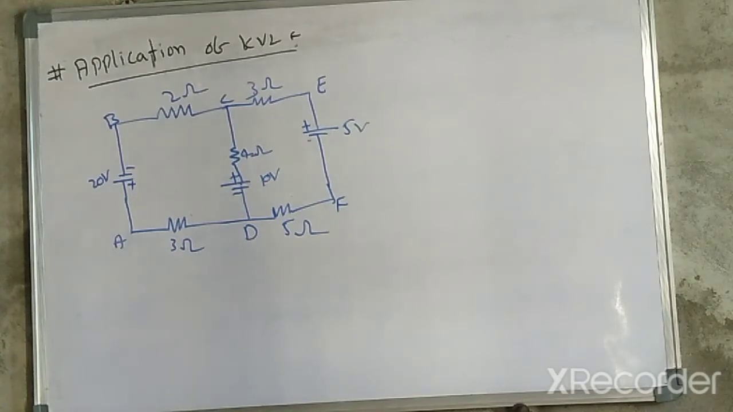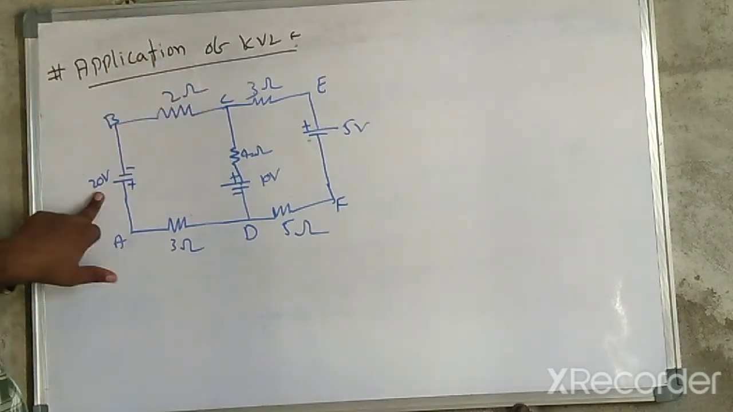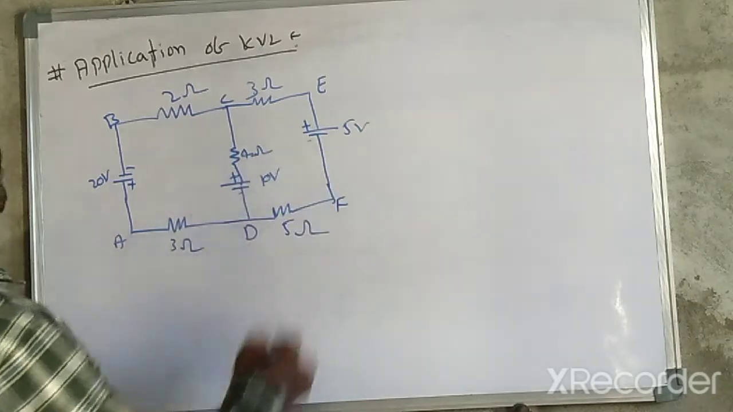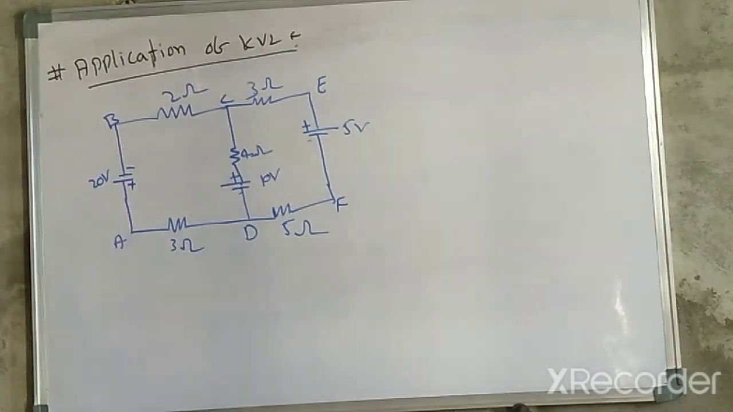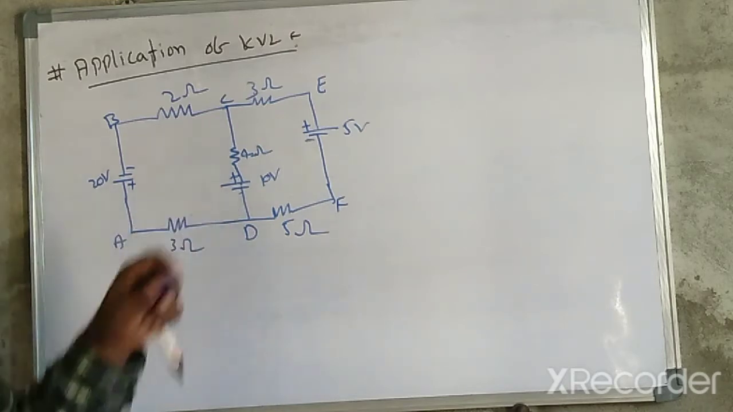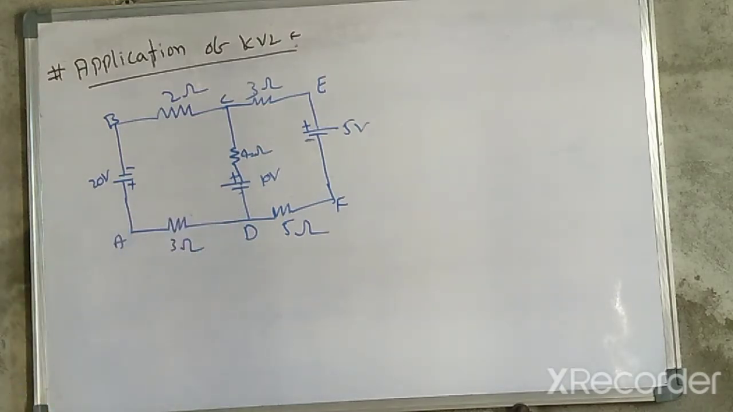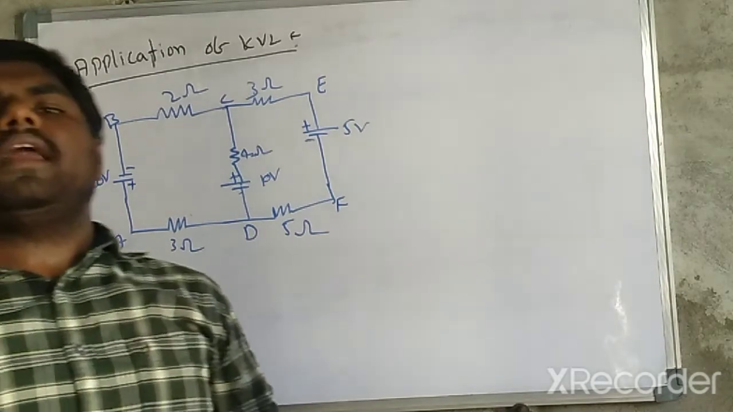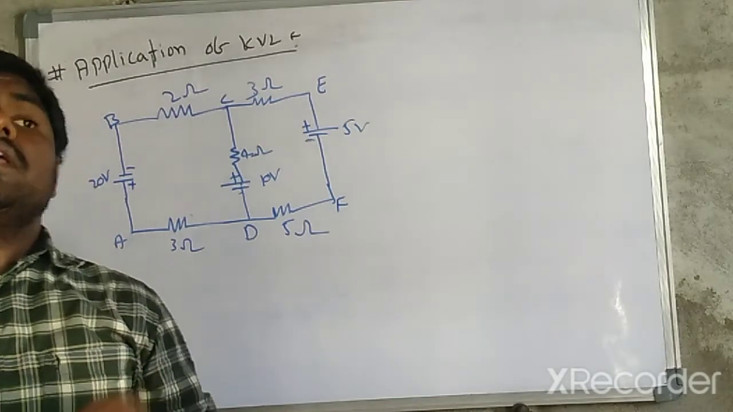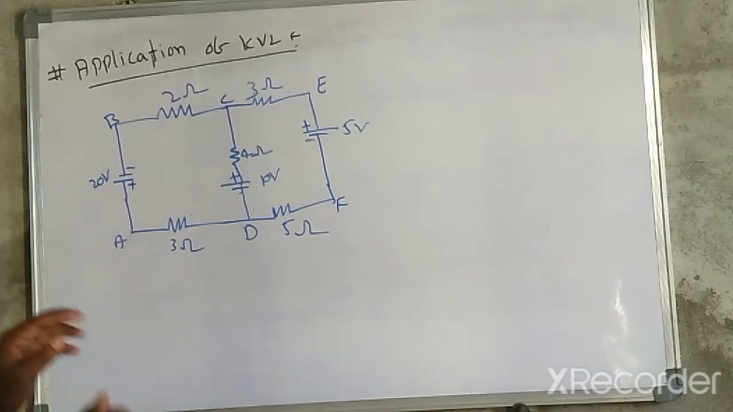Now, application of the KVL rule. See the diagram showing. Here I am going to take this type of circuit analysis. Here this is a 20 volt, this is a 10 volt, this is a 5 volt battery, with a 2 ohm resistor, 3 ohm resistor, 5 ohm resistor, 3 ohm resistor, 4 ohm resistor. Whenever they ask this type of question, you should first analyze how many loops are there in the given circuit. Here there are 2 loops.